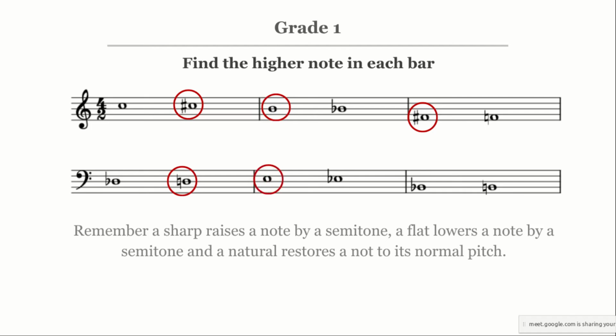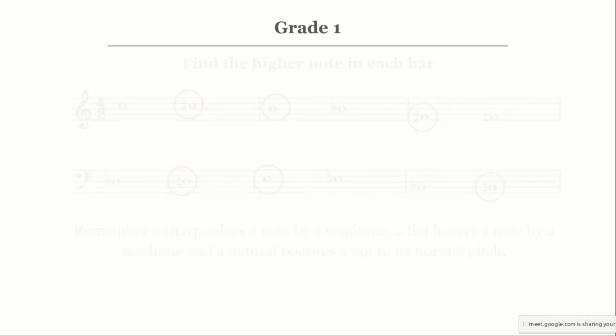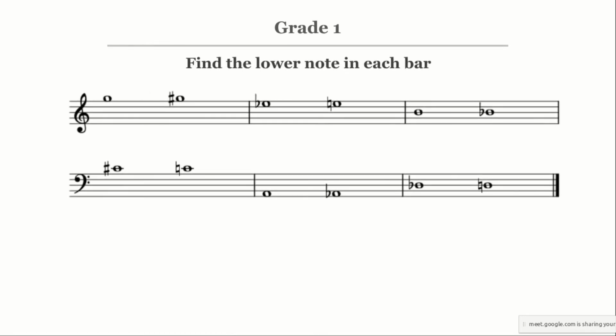And then we have the last one here. We have B flat and B natural. Which one is higher? B natural. Thank you. So someone else to try this out.